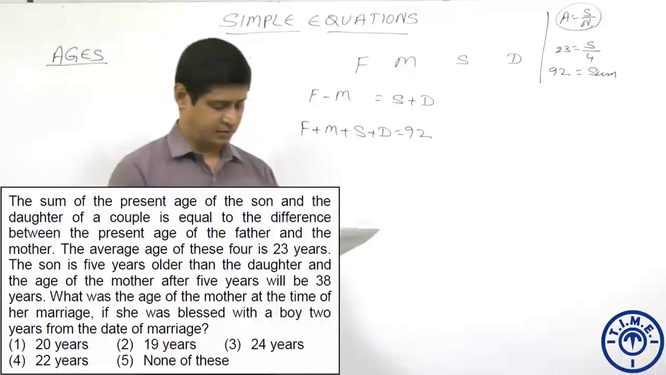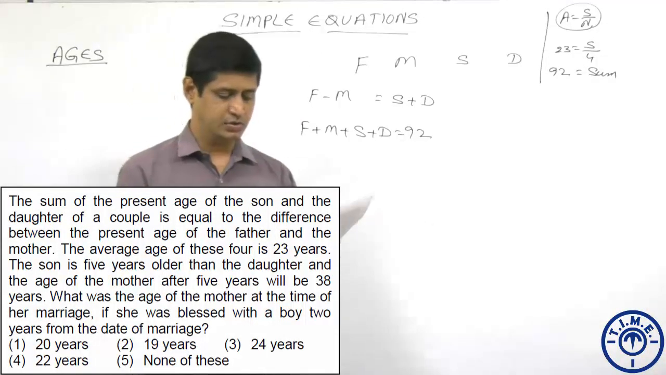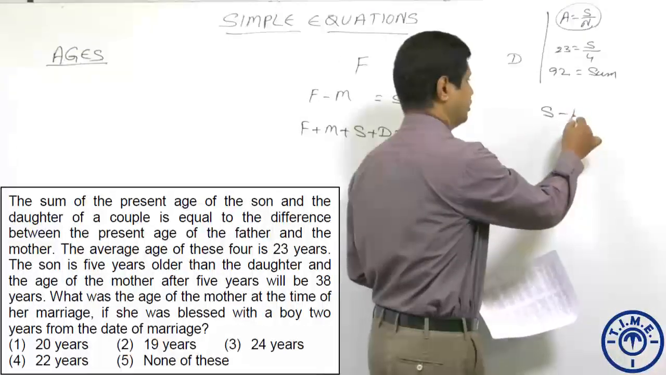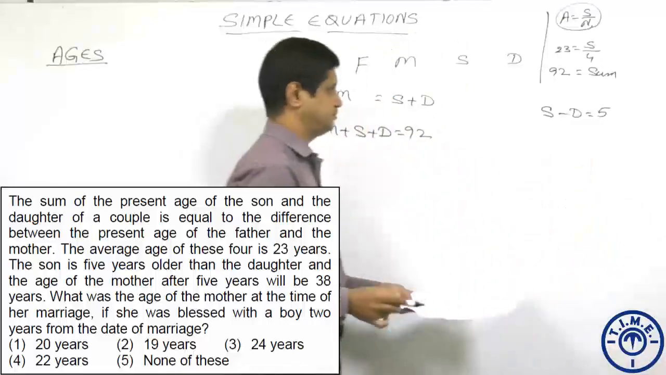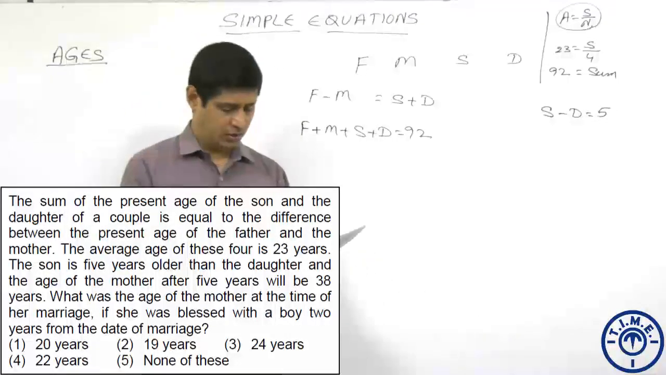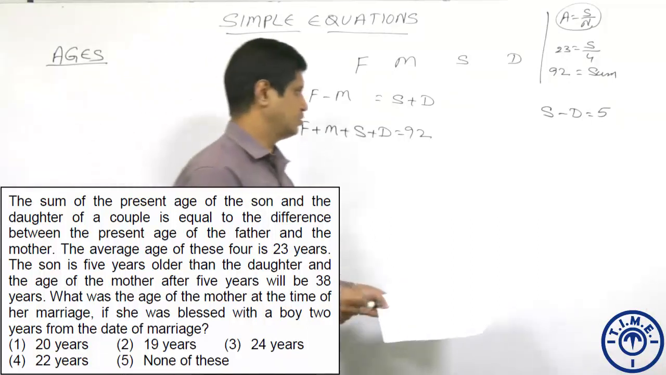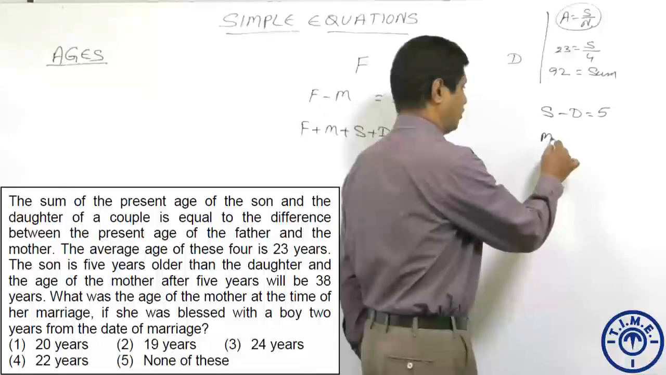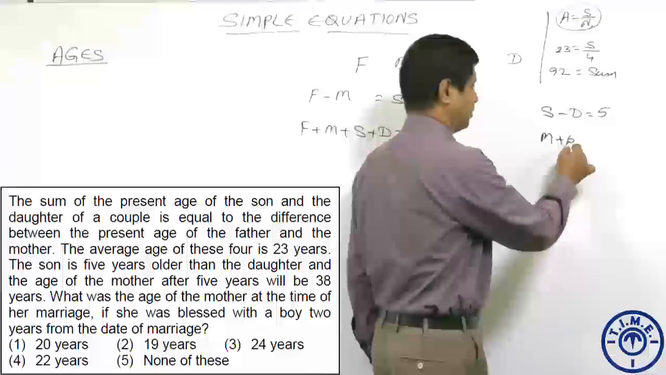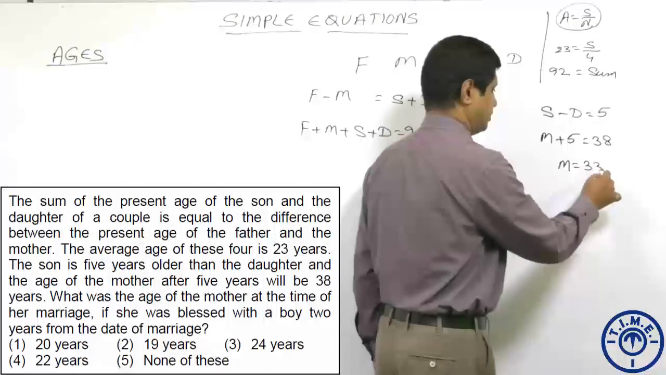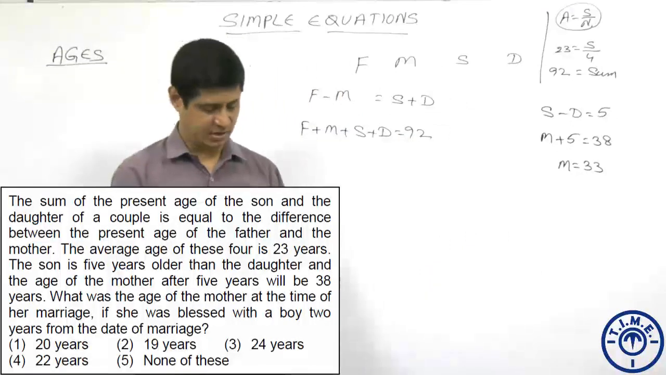Now what is the third condition? The son is 5 years older than the daughter. The difference between the age of the son and the daughter is 5 years. Son is elder here. What is the next point? The mother's age after 5 years will be 38 years. So the present age is M, after 5 years it is M plus 5, and that will be 38. So the age of the mother is 33. Present age of mother is 33.